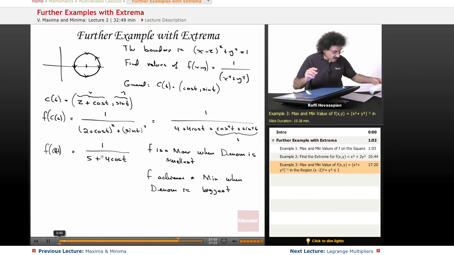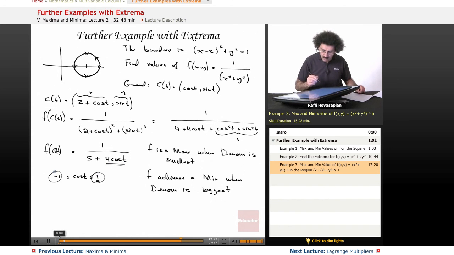Okay, so now let's find what this is. Well, what do we know about cosine of t? The cosine of t has its biggest value of 1 and its smallest value of negative 1. It ranges between negative 1 and 1. Therefore, cosine of t equals 1 when t equals 0. So we want to achieve the biggest and the smallest value. We want it to achieve 1, and we want it to achieve negative 1.